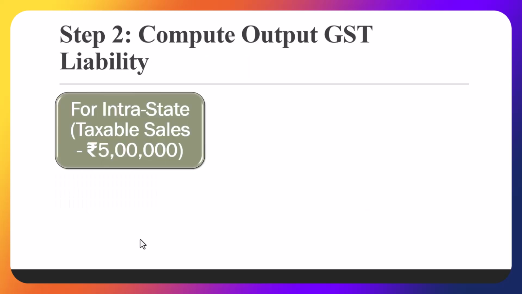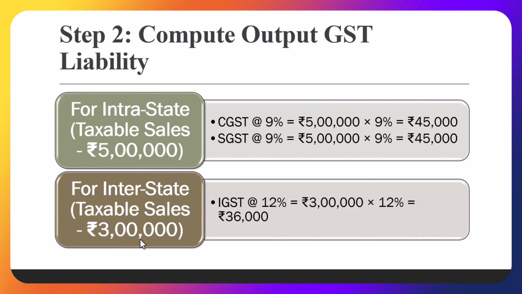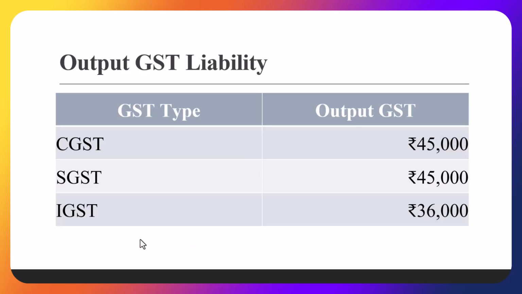So now first we have to compute the liability. We'll look at the outward output or sale. The intrastate sale is given, which is 5 lakhs. So we know that the tax will be 9% of CGST as well as 9% of SGST, so that will be 45,000 each. For interstate sales, the tax will be 12% IGST, which is going to be 36,000 IGST. So this is the output tax liability we have calculated: 45,000, 45,000, and 36,000. We can just put it here, output GST liability.